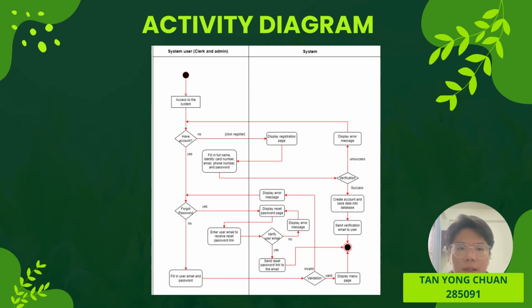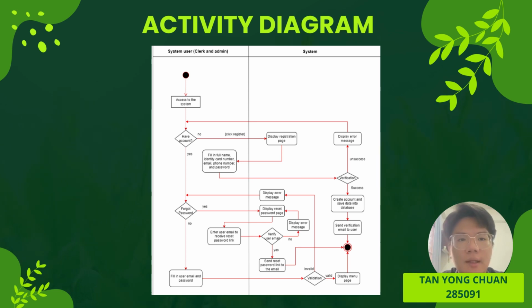If the user forgets their password, the system will display the reset password page. The user needs to enter their email to receive a reset password link. Next, the system will verify the user email. If the verification is successful, the system will send the reset password link to the email and end. If the verification for the user email is not successful, the system will display an error message and display the reset password page again to let the user enter their email.